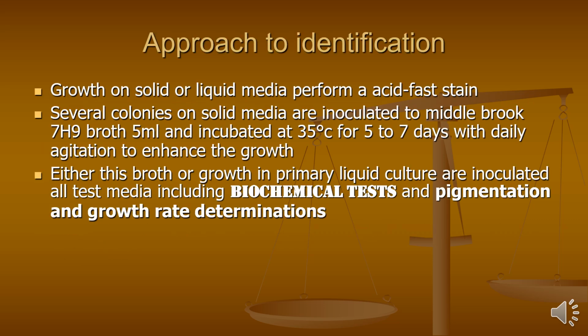Approach: growth on solid media or liquid media, and perform the acid fast stain. Several colonies from solid media are inoculated in Middlebrook media, around 5 ml, and incubated for 5 to 7 days at 35 degrees Celsius, and daily agitation is required. Either the broth or the growth in the primary culture media is inoculated in a test media containing biochemical tests, and pigmentation is determined. So here you grow the broth in the primary liquid media and the inoculation should be done. Then biochemical tests have to be performed and pigmentation has to be observed.